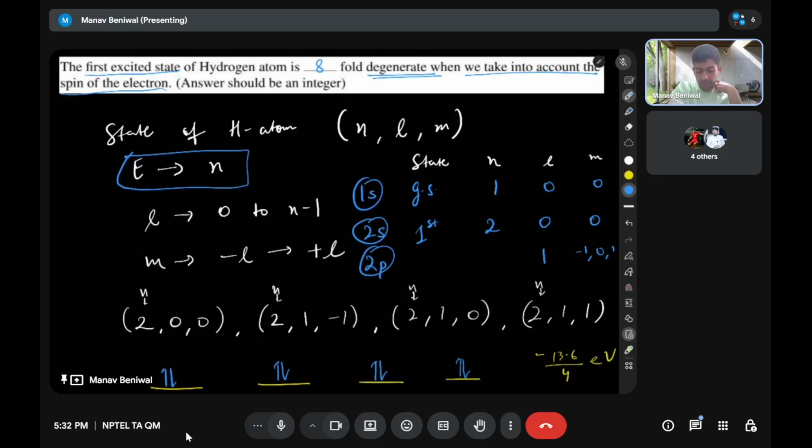If we were asked that we don't have to take into account the spin of the electron, then generally we consider that each state is occupied singly, so the answer is 4. But they have specifically mentioned that we have to take into account the spin of the electron, so we have to multiply by 2. We have 4 states, each can be occupied by 2 electrons. So there is 8-fold degeneracy.